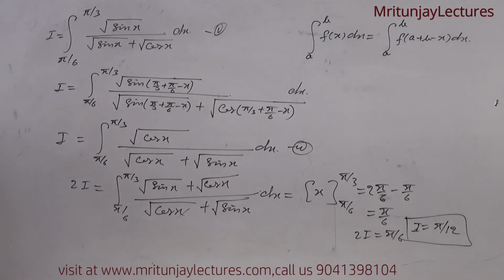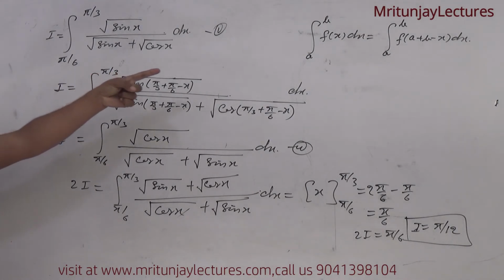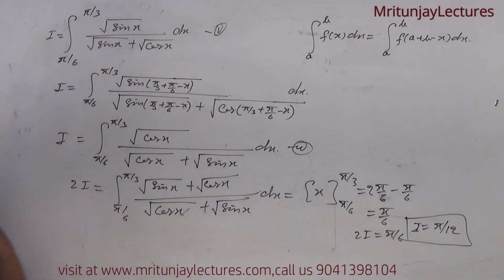Okay, now apply property number 4. Property number 4 is: integral from a to b of f(x) dx equals integral from a to b of f(a + b - x) dx.